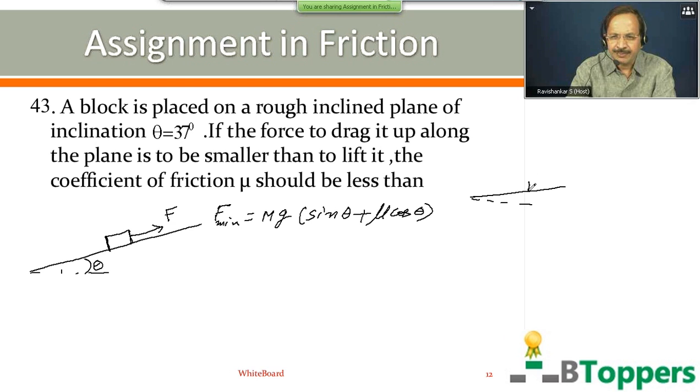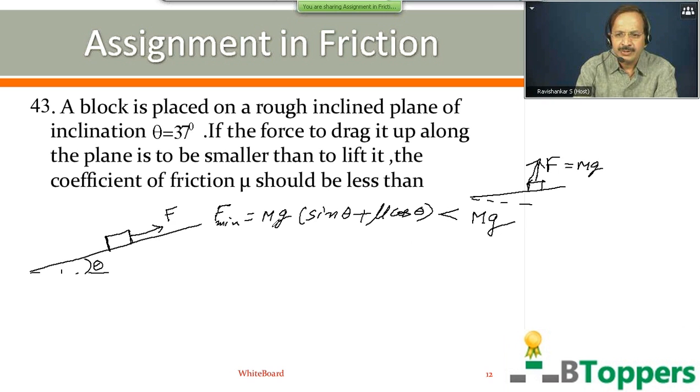The force required to lift the block, the vertical force required to lift the block from the inclined plane against the gravitational force, is equal to mg. So the force required to drag it up along the inclined plane is to be less than the force required to lift it. That means mg into (sin theta plus mu cos theta) has to be less than mg. So you can cancel mg on both sides.